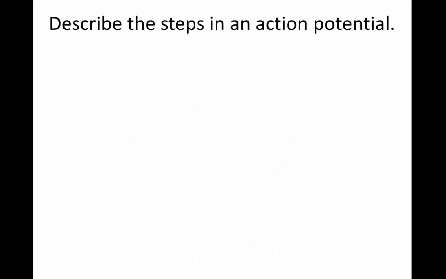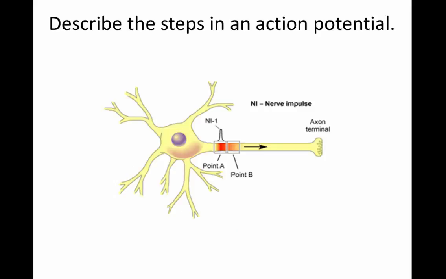So let's take one more look at the steps of the action potential. But in this case, we're going to talk just about the nerve impulse, that changing of charge of the outside of the axon relative to the inside. What we're showing here is a cell with its dendrites attached to the cell body and the axon traveling down to one axon terminal.